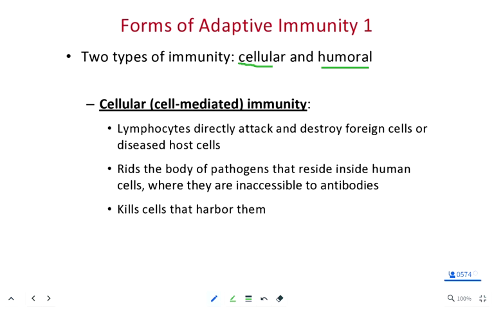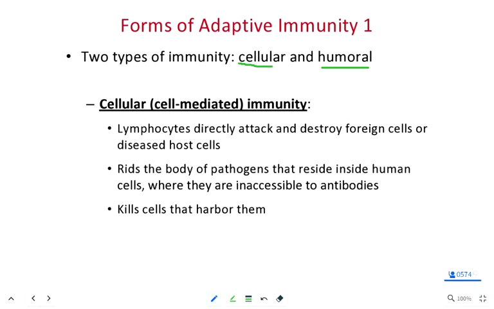We can destroy viruses while they're in the bloodstream, extracellular, and some bacteria will be intracellular bacteria, but generally speaking, most viruses are intracellular, most bacteria are extracellular. So let's talk about our cell-mediated or cellular immunity. This is going to be modulated by lymphocytes, in particular our natural killer cells and our T lymphocytes. And we're going to find cells that have an intracellular infection and destroy that cell.